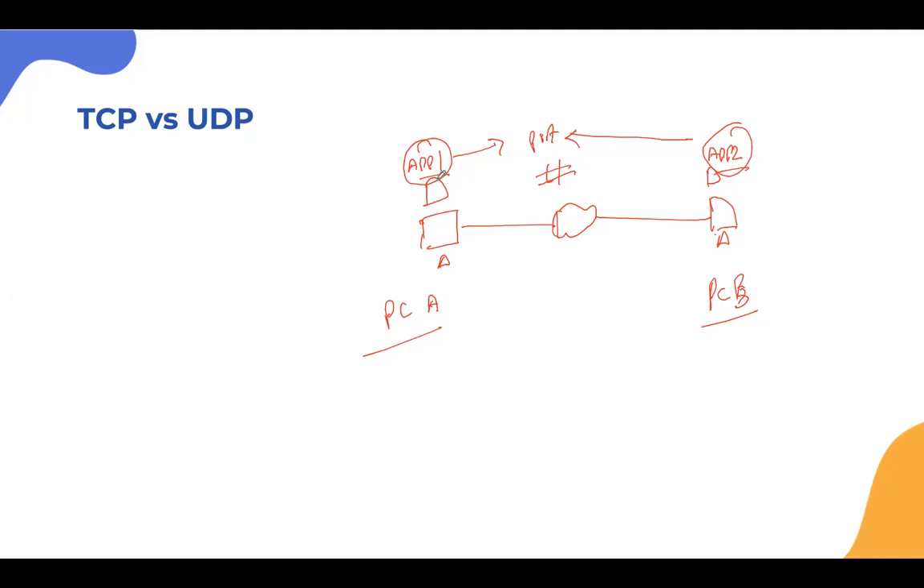Because when I'm sending the data from this system to this system, IP address is there, IP1 is there, IP2 is there. I'll be able to reach the machine here. But inside this machine, which particular application do I need to give the data to? There are likely thousands of applications here. So I need to know the port number of this destination machine.